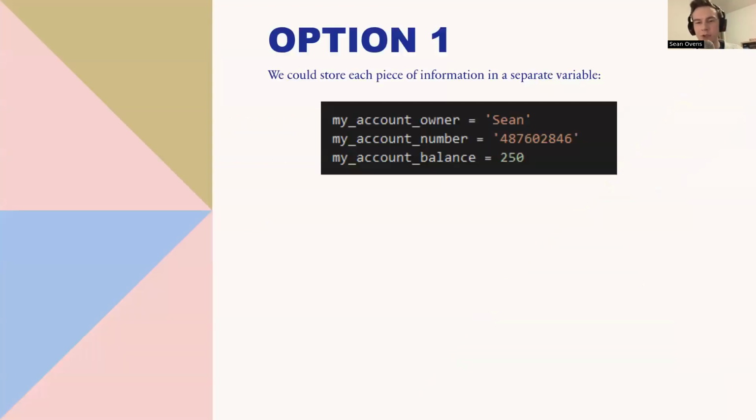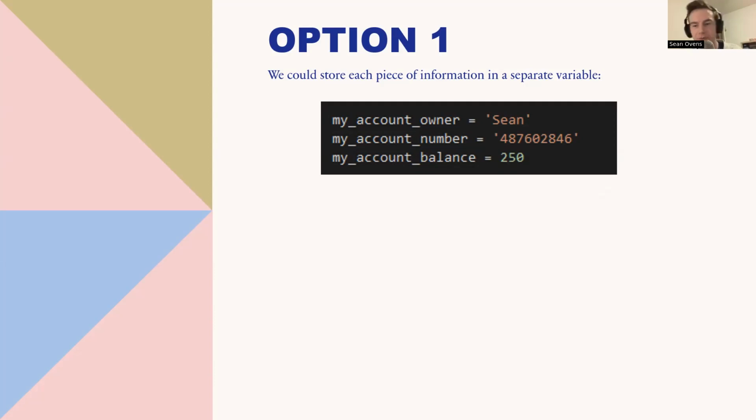So using just the basic skills that we learned in November, what we could do as a first approach is to store each of these pieces of information in its own separate variable. So if I wanted to represent an account that I owned, I would create, again, 3 variables: one to store my name, one to store the number of my account, and one to store the balance of my account.